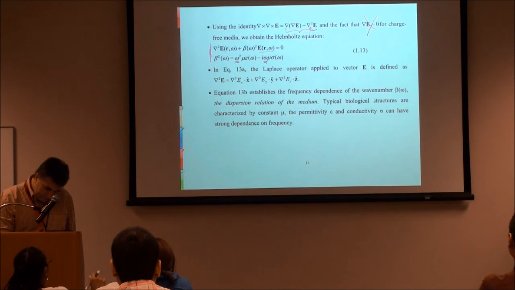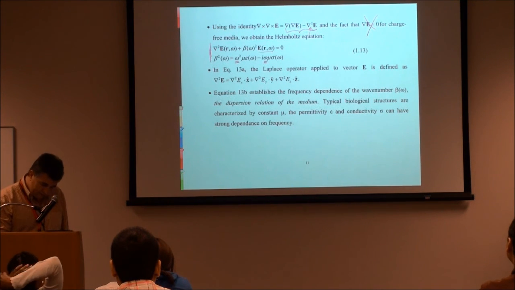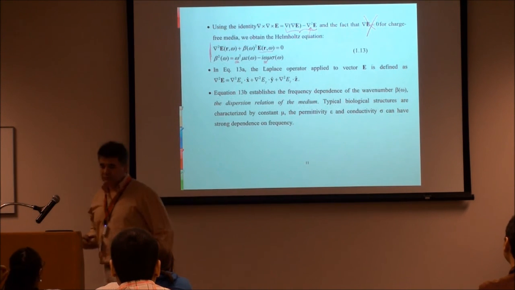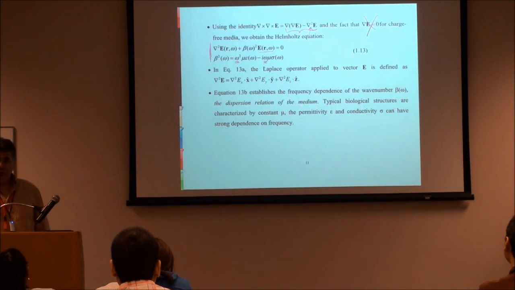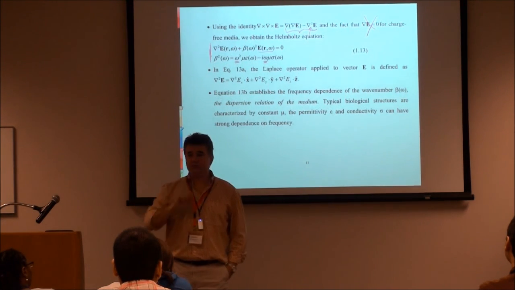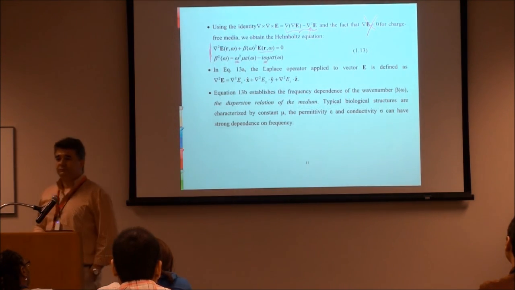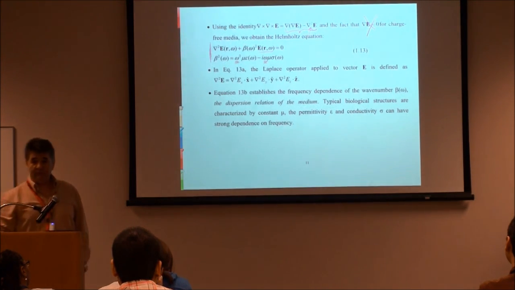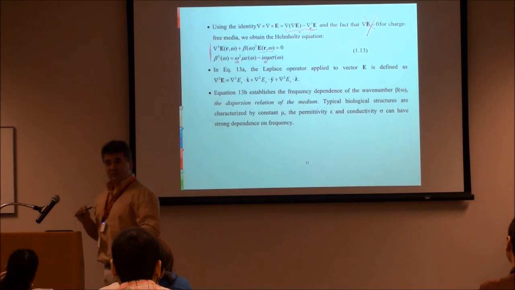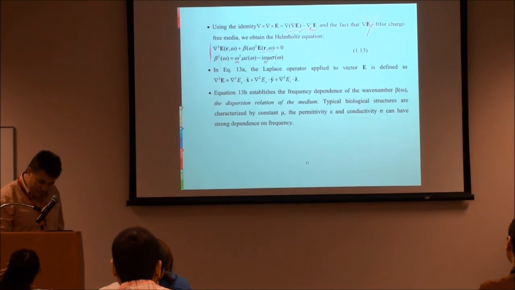And that little term, i omega mu sigma, the fact that we have omega to power 1 means that that term originated in the first order derivative. Right? And we can have a long discussion about first order derivative versus second order derivative. You see, this is the dissipation part.